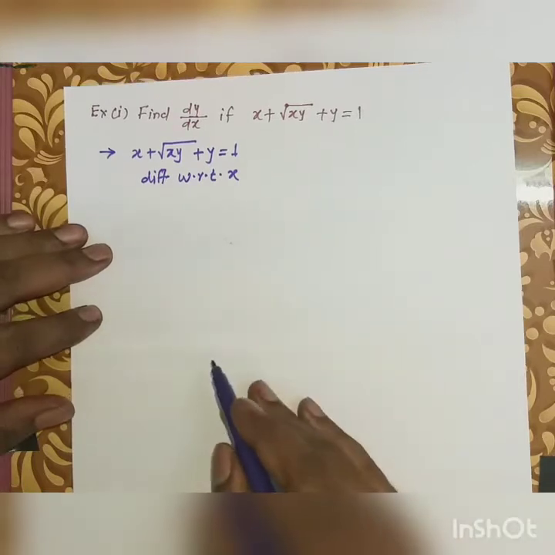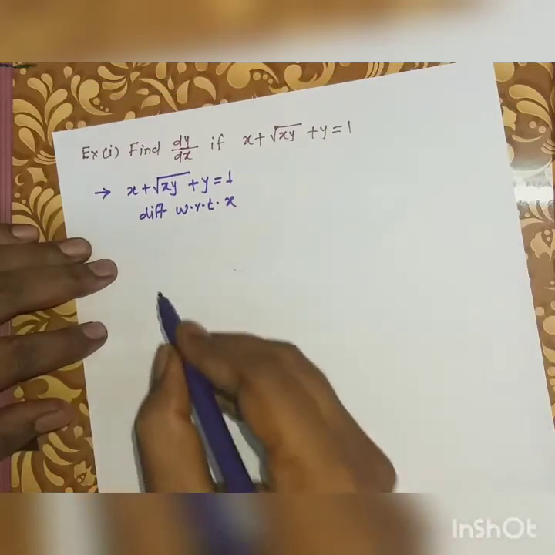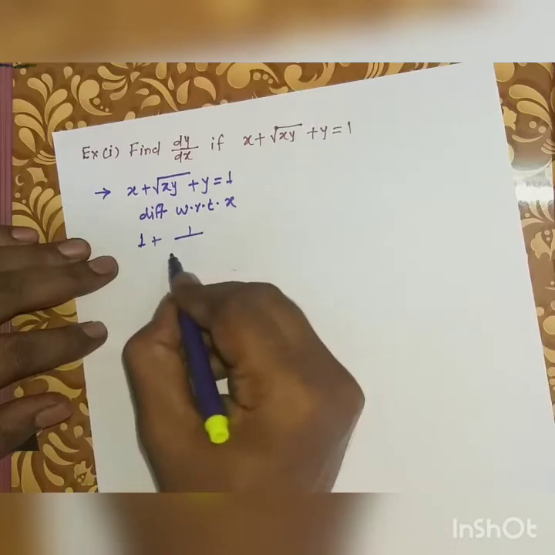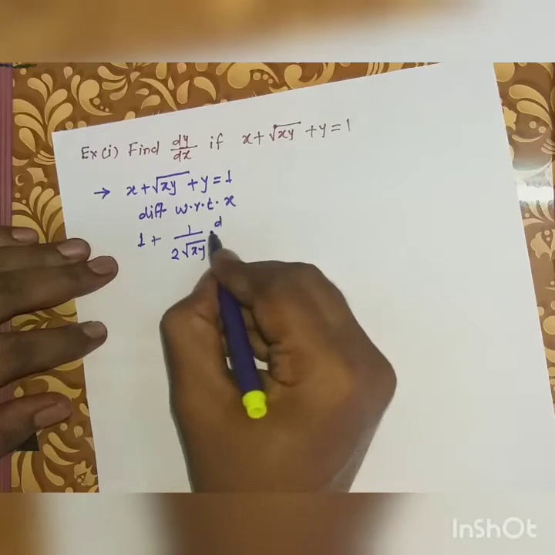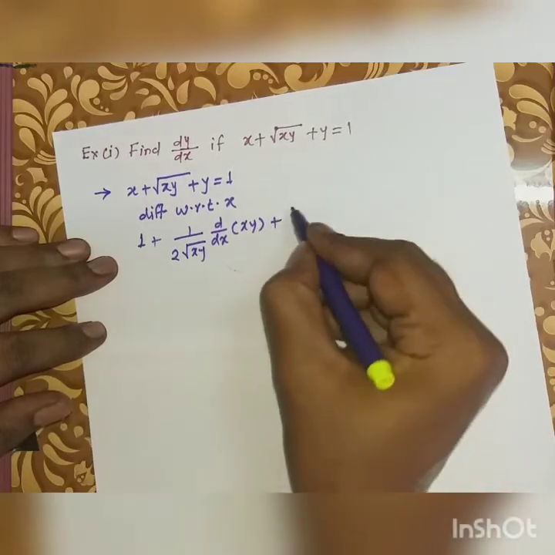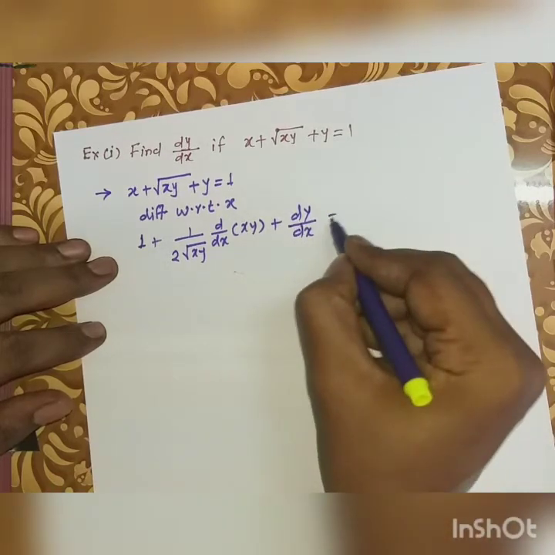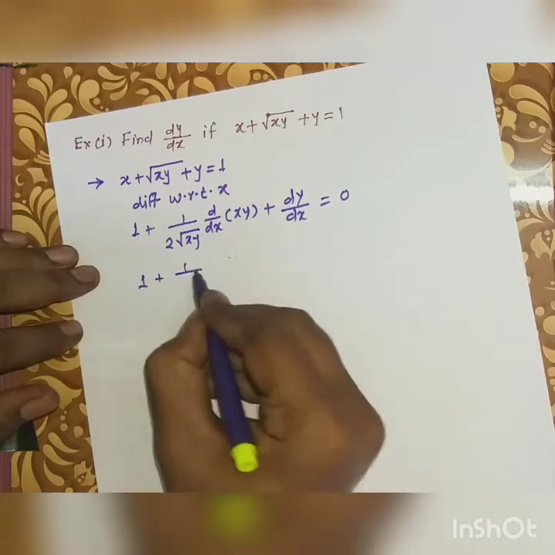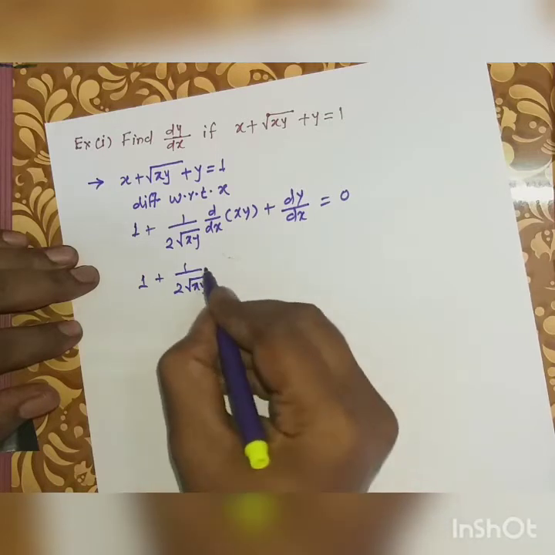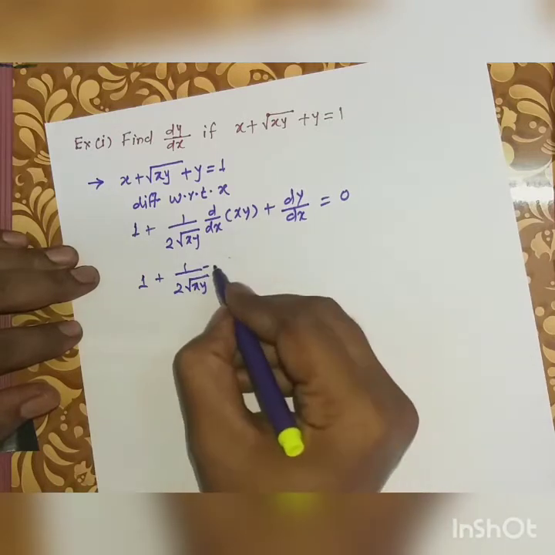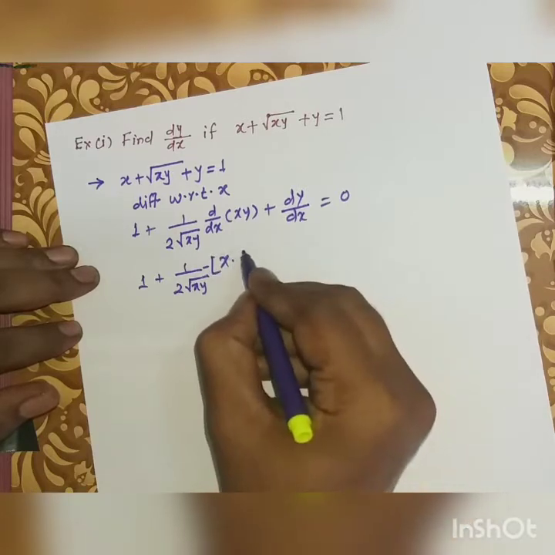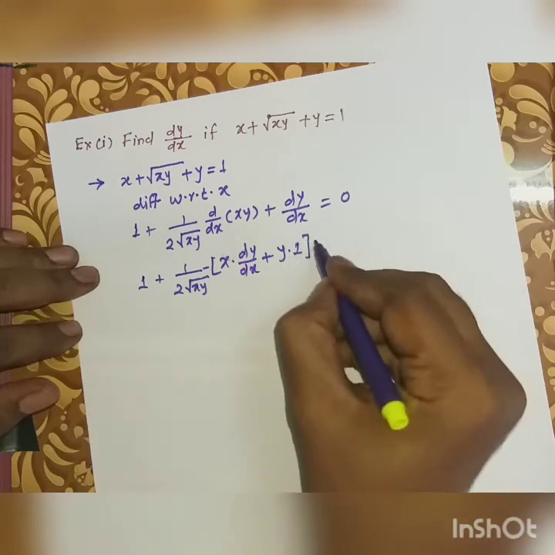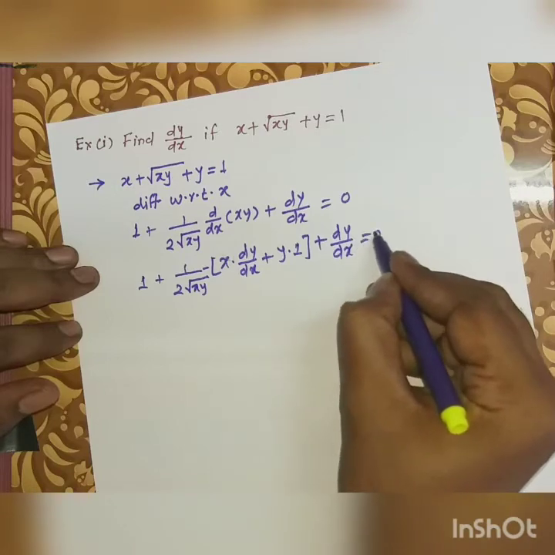Then differentiate on both sides and collect the dy by dx terms on one side. Differentiate with respect to x: derivative of x is 1, plus derivative of root of xy is 1 by 2 root xy into d by dx of xy, plus derivative of y with respect to x is dy by dx. 1 is a constant, therefore its derivative is 0. Next step: 1 plus 1 divided by 2 under root xy into derivative of xy. Here again it is a product of two functions: first x and derivative of second, dy by dx, plus y and derivative of first function x, which is 1, plus dy by dx is equal to 0.